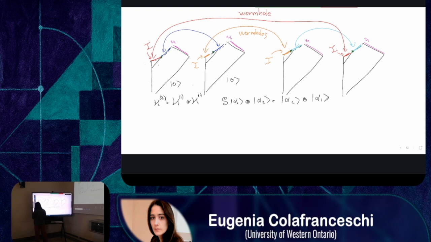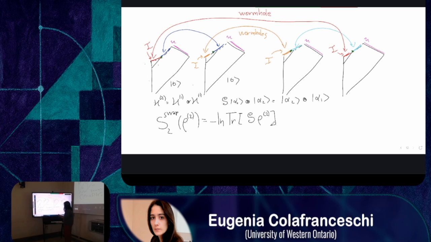And you can define the swap entropy. Let's consider order 2. So basically you are taking the expectation value of this swap operator on your density matrix. And you define the swap entropy like this.